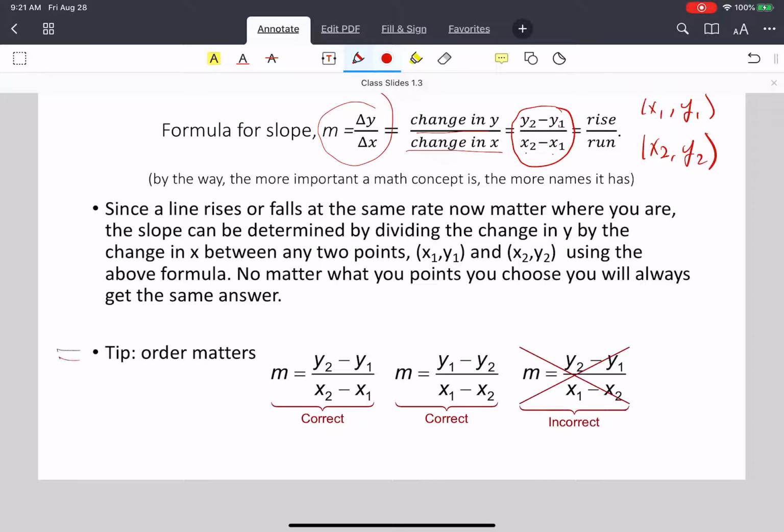One tip that we offer here is that the order in which you use this formula matters. For instance, if you do y2 minus y1 over x2 minus x1, this is correct. You can also start with the first one, y1 minus y2 over x1 minus x2. This is also correct. But if you mix them, that's not correct. If on the top you do y2 minus y1, and at the bottom you do the first one minus the second one, this does not work. So this is incorrect. You can either do y2 minus y1 over x2 minus x1, or y1 minus y2 over x1 minus x2.